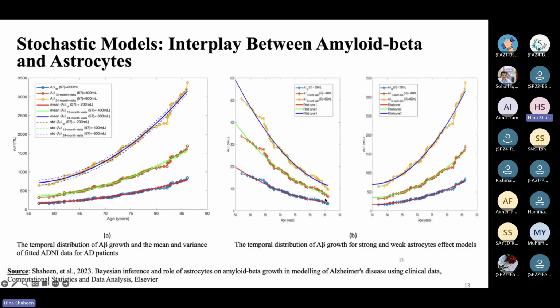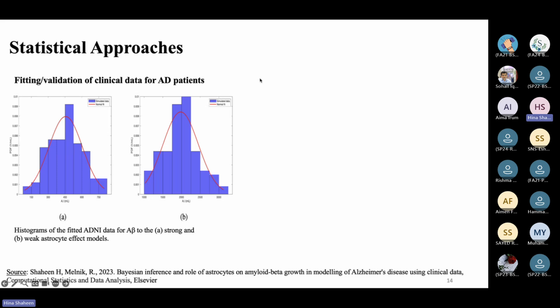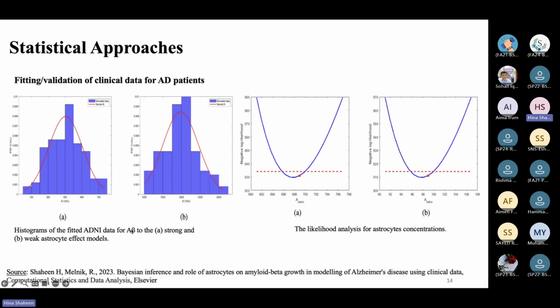Then we have the temporal distribution of amyloid beta growth for strong and weak astrocyte effect. For the weak astrocyte, when the concentration is lower than the concentration of amyloid beta plaques, again the brain will go into a disease state, and then neurotoxicity will spread within the human brain. Then, to see whether your data fitted well according to the model you have chosen or not, we plotted the histogram, and we see that it follows the normal distribution. So it means the data fitted well according to the mathematical and statistical models we have.